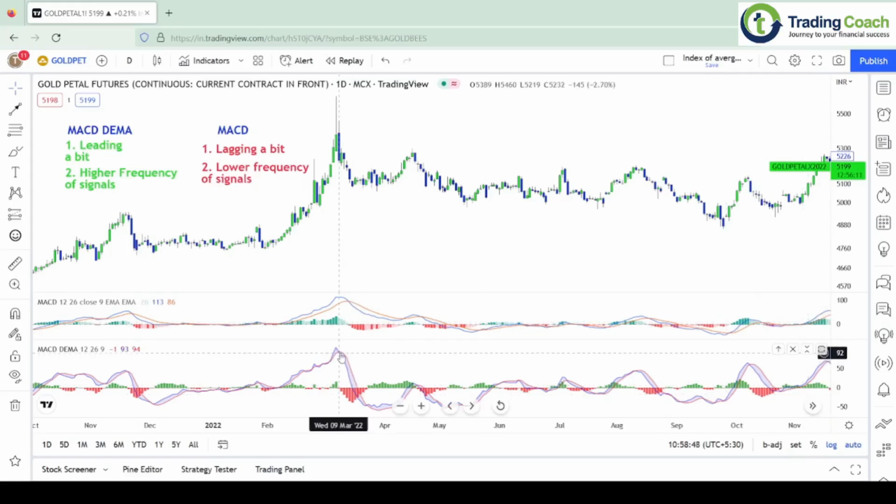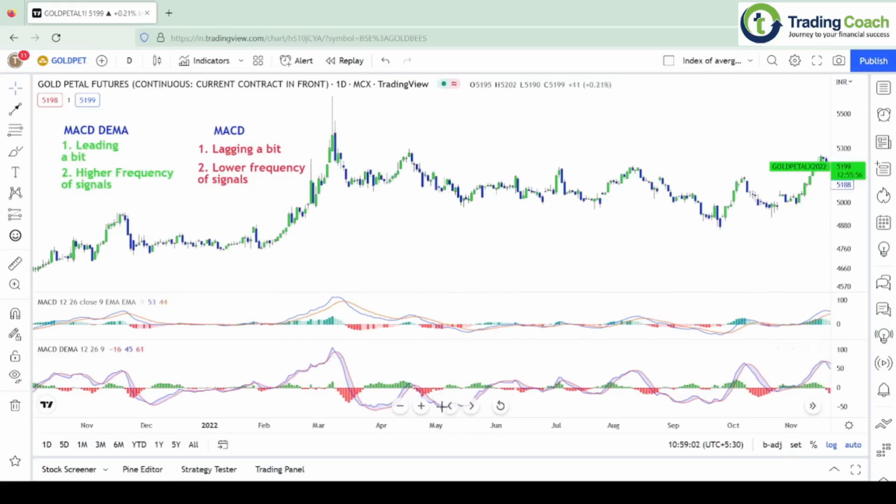Whereas if you look at MACD DMA, you had more number of signals, and not only that, the signals are more accurate than normal MACD. All right. Say for example, here we have 1 and 2, 3. Then if I just move a little bit, we had like 4. Then we had 5, 6, 7, 8. So we had 9, 10, 11, 12. So we had like 12 signals.